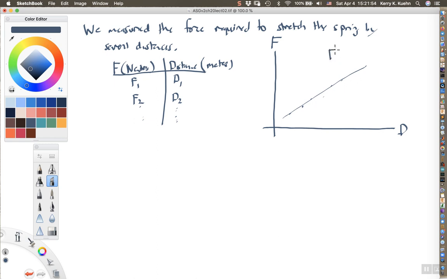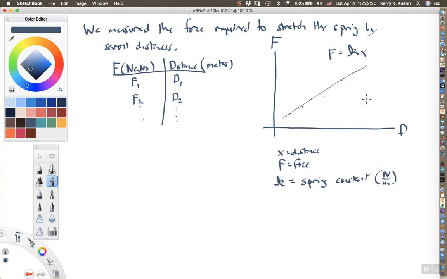So force equals K times X. So X would be your distance. So X equals the distance. F is your force. And K is called your spring constant, and it will be the slope of this plot. Okay, so K is the spring constant, and by the way, it's going to be in newtons per meter because it's rise over run.